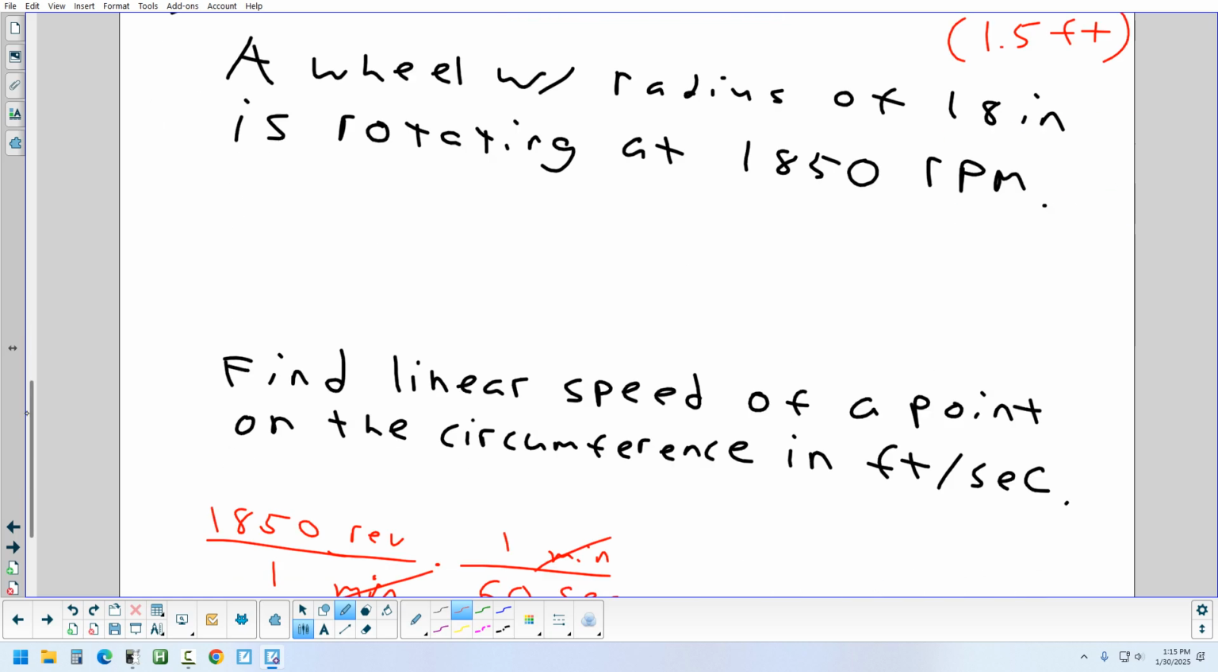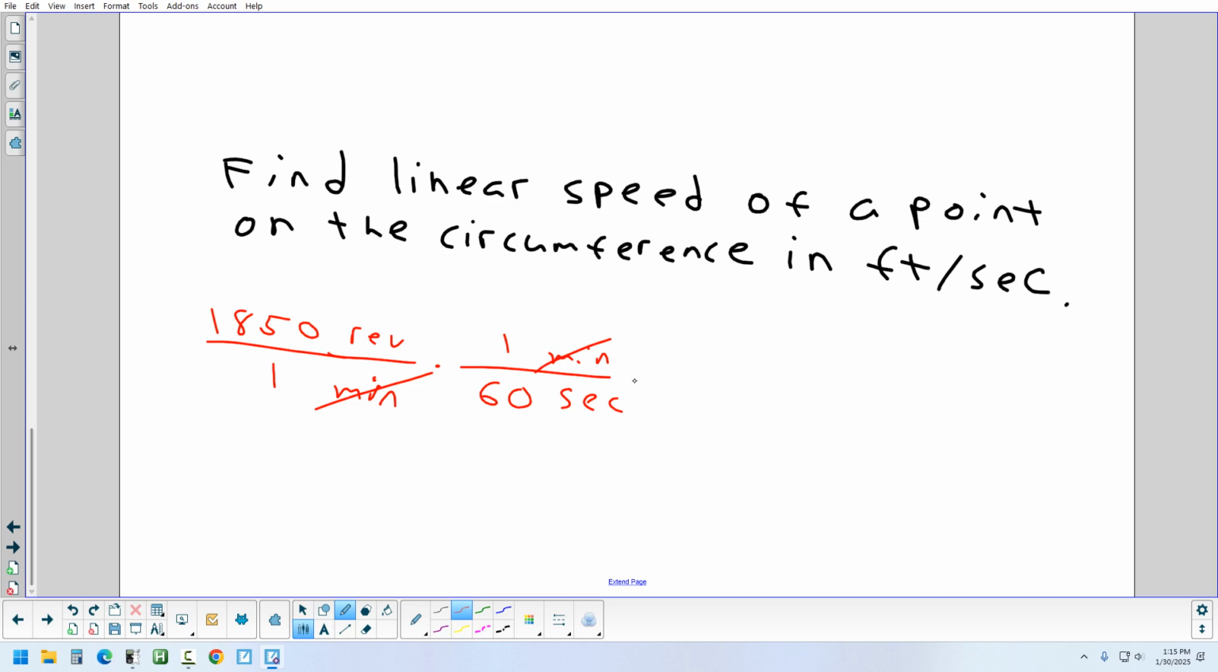Okay. So now, what unit am I trying to get rid of? RPM. Just revolutions, yeah. Trying to get rid of revolutions. So where would it go in this fraction? On the bottom. And what unit do we want to replace it with? Feet. Now we need to fill that in. How many feet in a revolution?